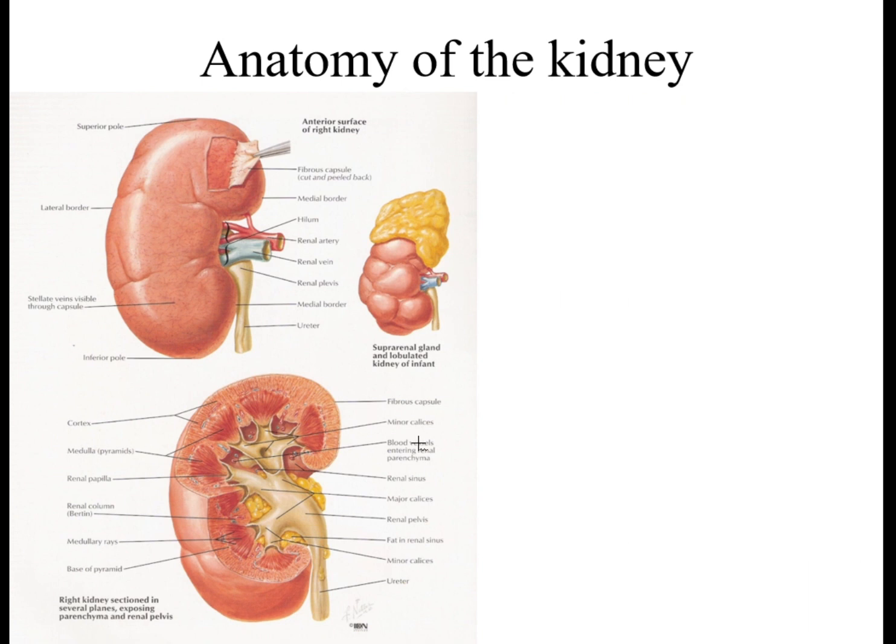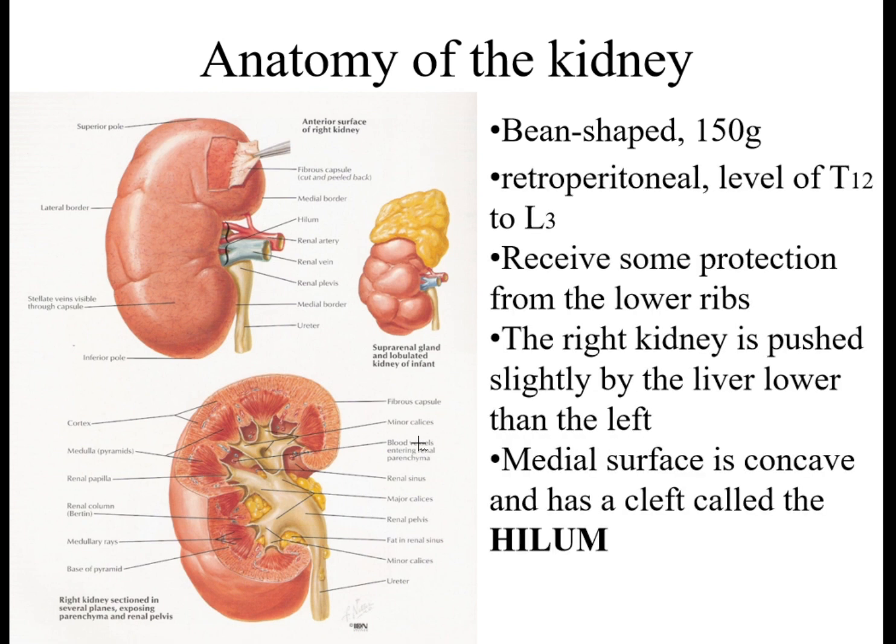Next we talk about the anatomy of the kidney. As you can see here, the kidney is bean shaped, and its weight is on average 150 grams. It is reddish brown in color, and situated between the last thoracic and third lumbar vertebra, that is T12 and L3 vertebra. Here you can see it is retroperitoneal in position.